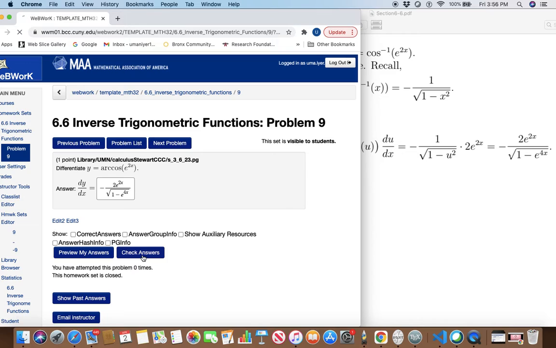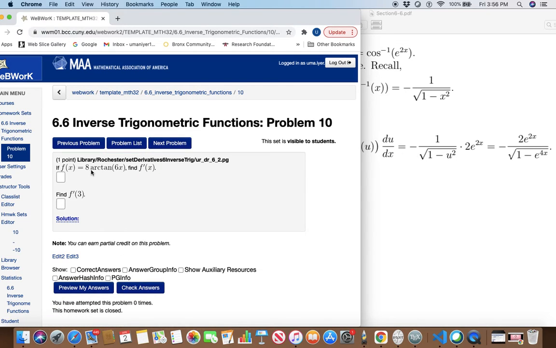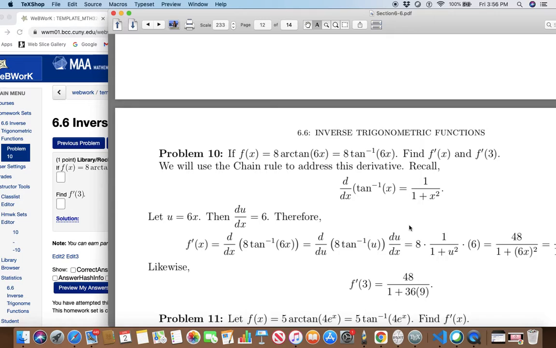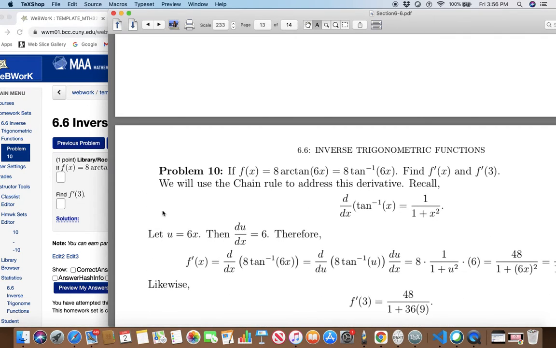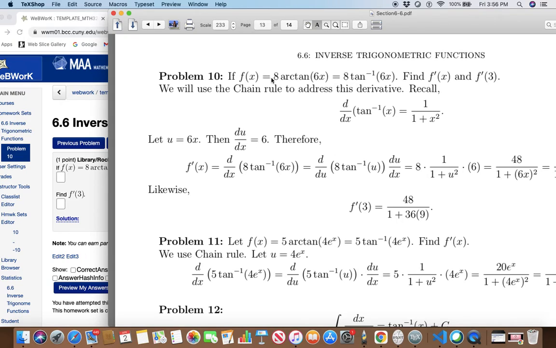Okay. Next. 8 arctan 6x. Find its derivative and evaluate it at 3. Okay. This is problem 10. So 8 arctan 6x. Arctan is nothing but tan inverse. Find the derivative, and you want to evaluate it at 3.